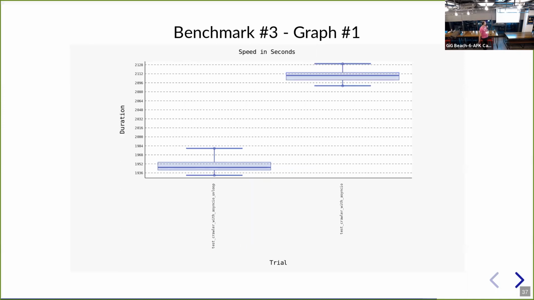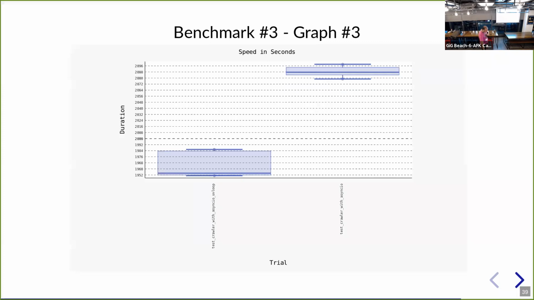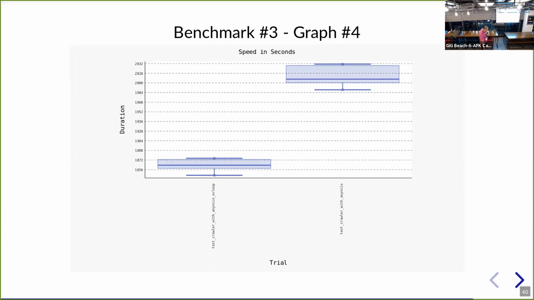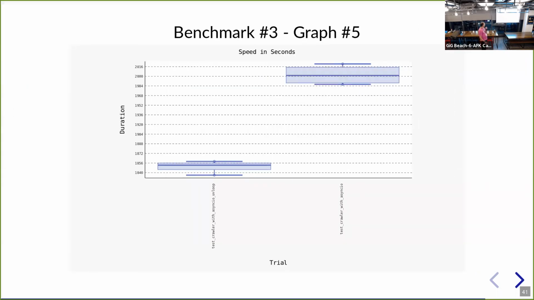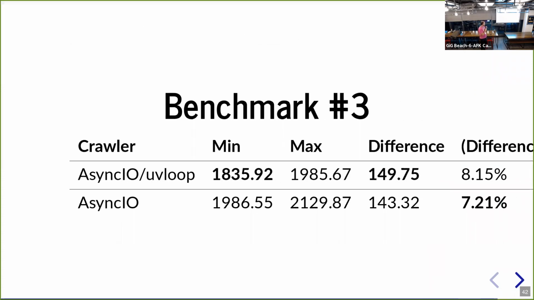In the first, you can see the async.io with uvloop. And in the second, you can see the async.io. Then the async.io with uvloop is faster, it is the fastest. In the second graph here, the same result, the uvloop is faster. In the third graph here, you can see the same result. For day four, you can see the same, but a little different. In the fifth, the uvloop is first. And here you can see the summary of this. Okay, the summary is that the uvloop is faster than the default event loop.